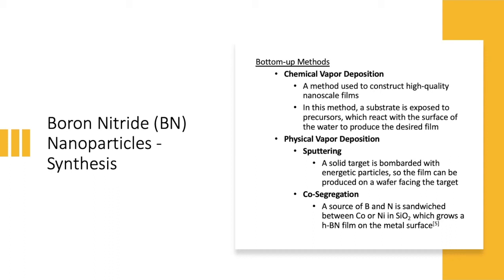There's one called sputtering, in which a solid target is bombarded with energetic particles, and so the film can be produced on a wafer facing the target. And then there's co-segregation, in which a source of boron and nitrogen is sandwiched between cobalt or nickel and silicon oxide, which grows hBN films on the metal surface.